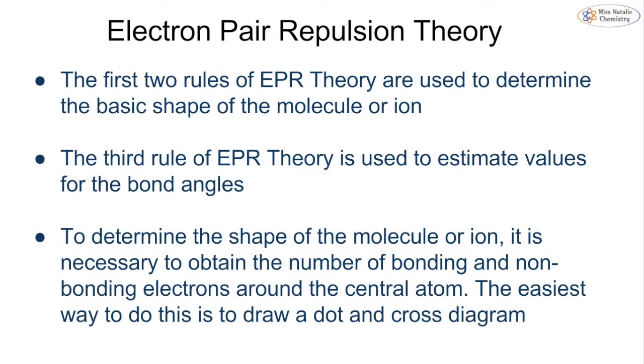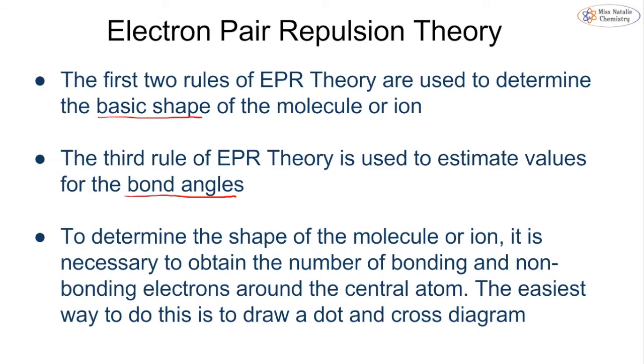So the first two rules are used to determine the actual shape. So when we're talking about the number of electrons and how they arrange themselves, that's about the shape. And the third rule about the levels of repulsion is used to determine the bond angle. So we're looking at the shape and then the bond angle.